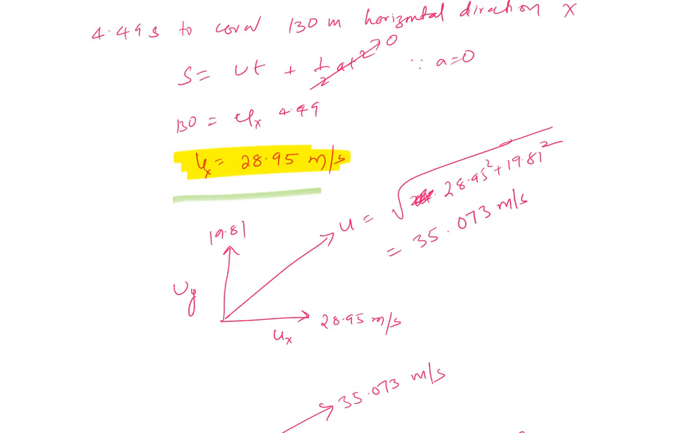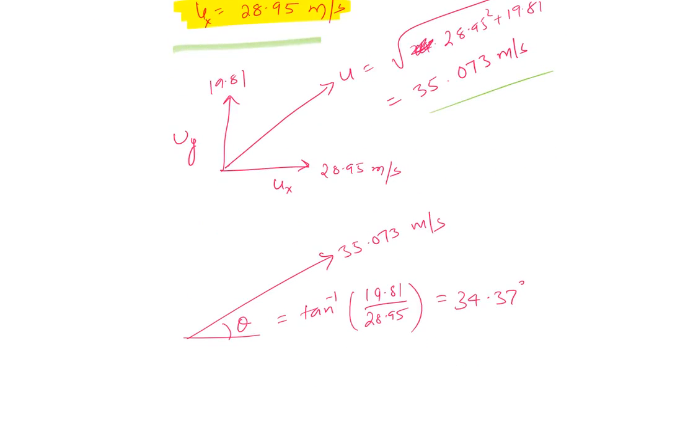So from the first leg of the journey from A to B, we know the initial vertical velocity, and here we know the initial horizontal velocity. So you combine those two vectorially, you get the resultant initial velocity, and then we can find the angle.